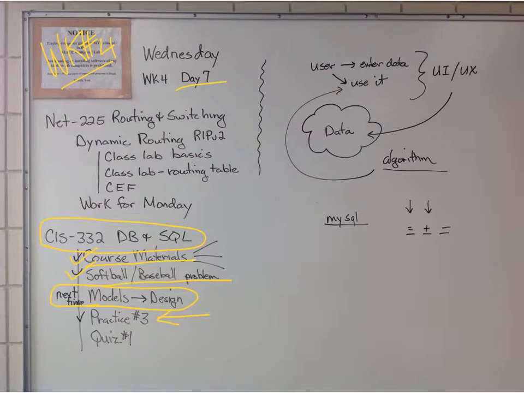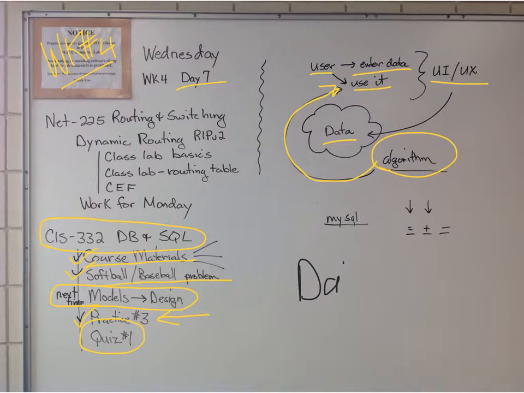Practice 3, check. And we did the quiz. We talked about data: user, enter data, and use it. How we interact with that data, some algorithm, how we use it. So much of the course, as we talk about it, wraps around this whole idea of having data and the best way to use the data in the world. Okay, so that took care of Wednesday of that week.